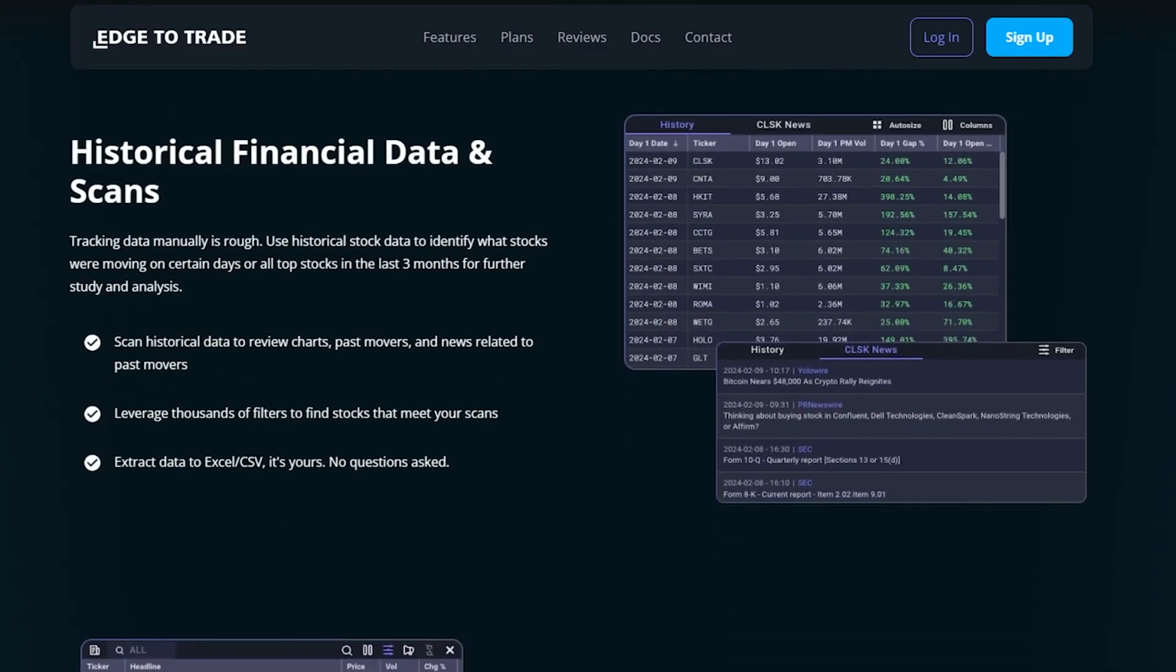If you don't want to use this method, you can use a website called Edge to Trade or another historical data platform to just get you that data, but there's no real point in paying for something when you can just find it by looking at the chart and looking at the gap.